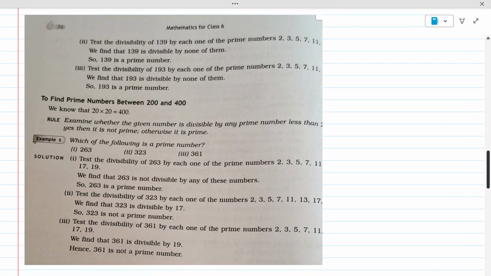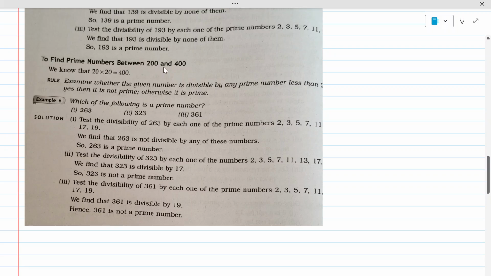Now coming to the last part, to find the prime numbers between 200 and 400. So kids, again we have to find such two multiples which define this range, and 20 multiplied by 20 is the number which defines this range. So what we have to do, for the given numbers we will try to divide them by the prime numbers less than 20. Okay, less than 20. If these numbers are divisible by a prime number less than 20, that means they are not prime numbers themselves.